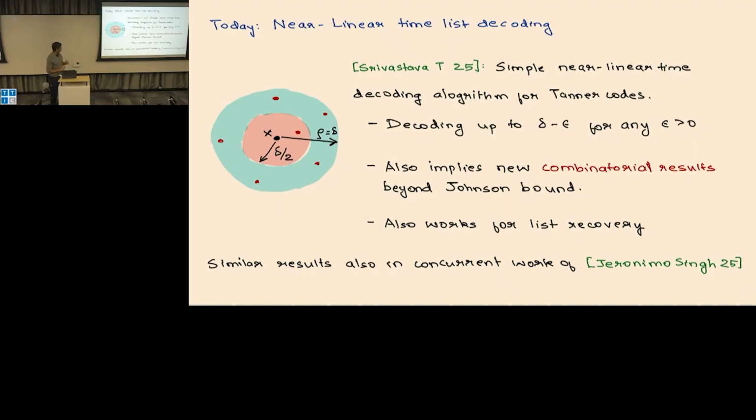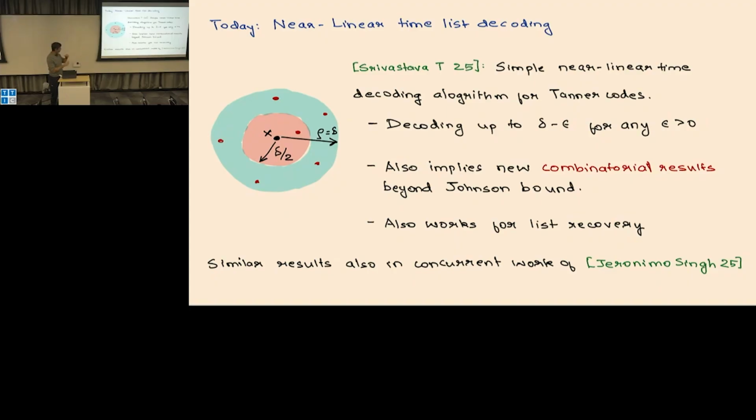It can actually go beyond the Johnson bound. So you have to choose this inner code properly in the design parameters of this construction to ensure this. But you can go up to arbitrarily close to the distance delta, so it not only is an algorithm, it actually also tells you how to bound the list size combinatorially. And it also works for some generalizations of list decoding called list recovery and so on, which we'll not talk about today.